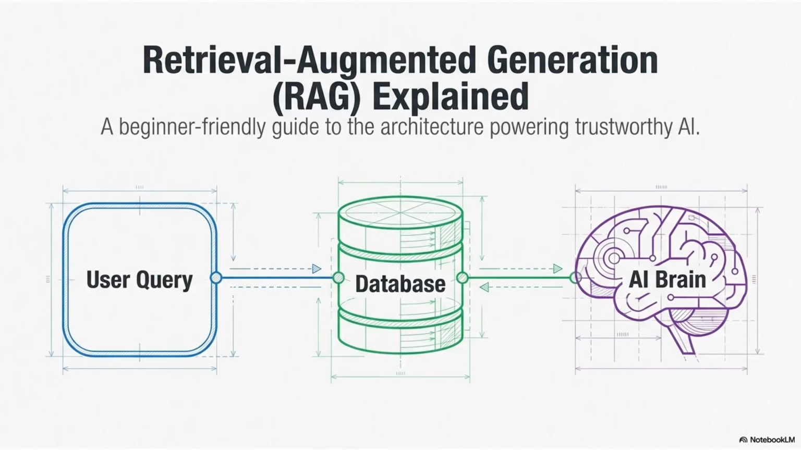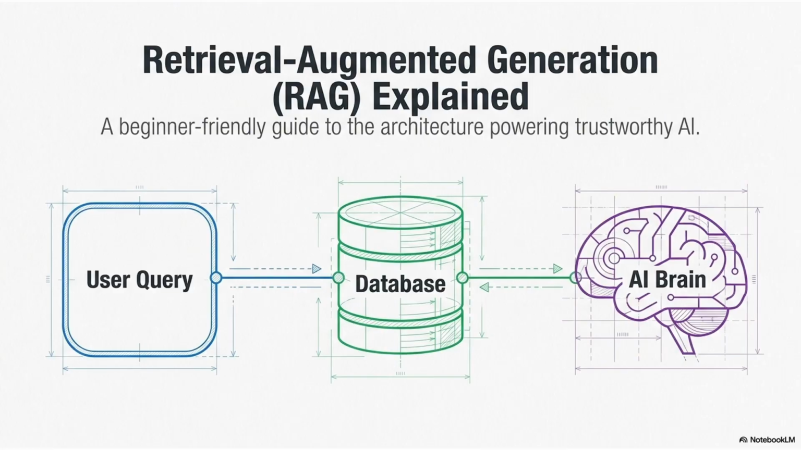ChatGPT and every other AI chatbot has one massive weakness. It can lie to you with total confidence and it doesn't even know that it's happening. There is one piece of architecture that fixes this and it is called RAG. And by the end of this video, you will understand it better than most engineers do.